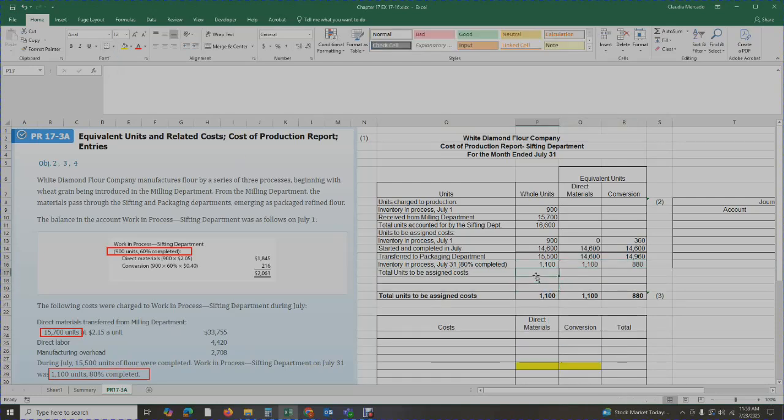Okay. So we're going to go ahead and we're going to add. So we get 16,600, 15,700 for direct materials, 15,840 for conversion cost. Okay.